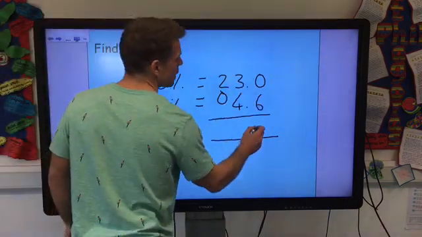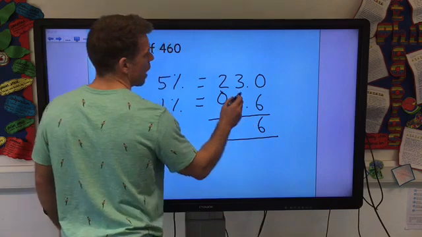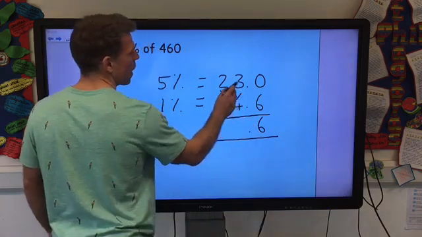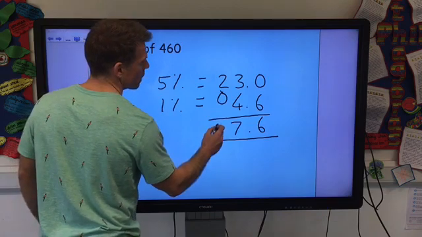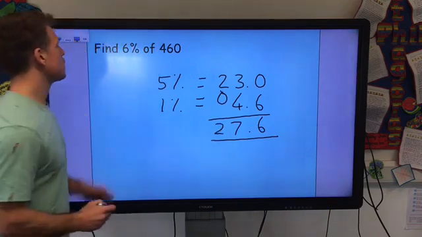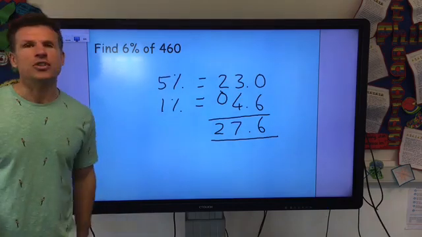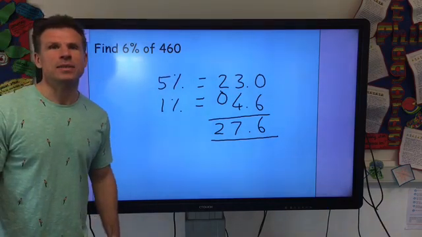So 0 plus 6 makes 6. Put your decimal point in. 3 plus 4 makes 7. And 2 plus 0 makes 2. So 6% of 460 is 27.6.